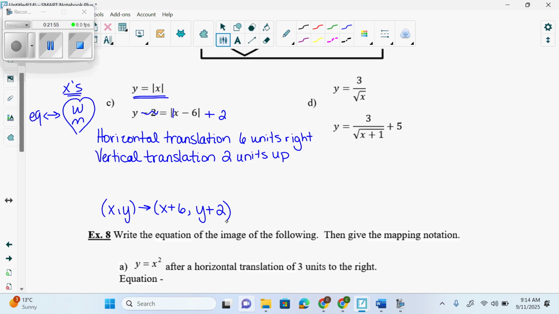Now this one, it's actually a rational with a radical. It's quite crazy. The 3's are the same, so the only thing that changes is this x plus 1, and it's currently with the x, yes? And then this is sitting at the back, so it affects the y. It only affects the x if it's actually in with the x. If it's not beside the x, it affects the y. It's very easy to figure out. So, we have a horizontal translation.